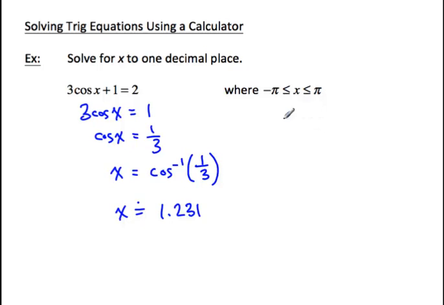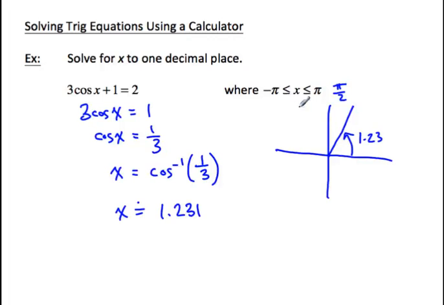But that's not the only answer, and again, we need to consult the domain to figure out why. 1.231 is less than pi over 2. Remember, 90 degrees is pi over 2. And pi being about 3.14, half that's about 1.57. So 1.57 would be up to the positive y-axis. So 1.23 is going to be there.